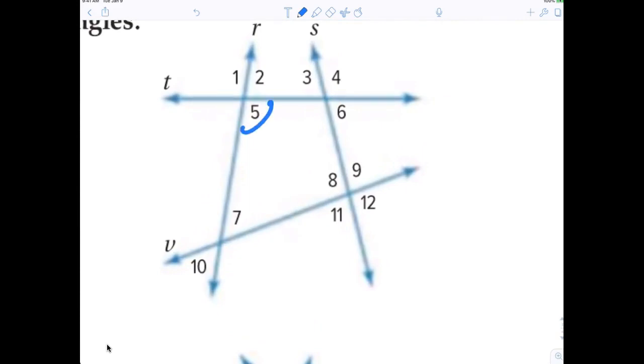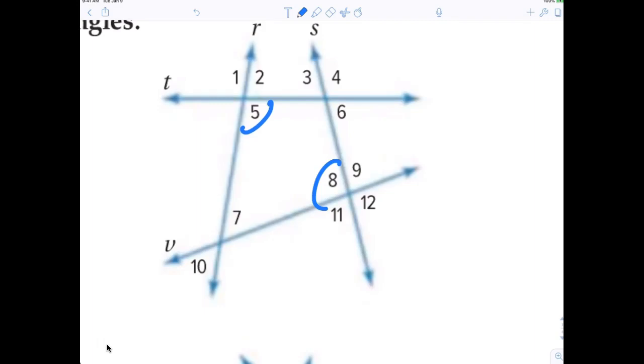5 and 8, what are those called? Consecutive. Of course. They're obtuse there, I'll give you that. Where's 5 and 8? They're 5 and 8. What are they? They're numbers. That's right. They're nothing.